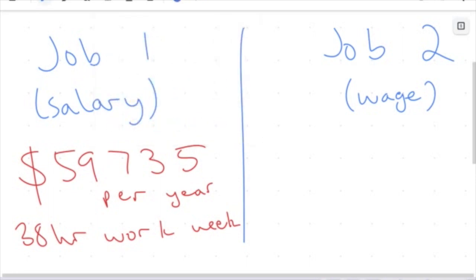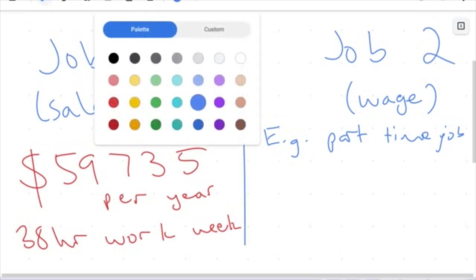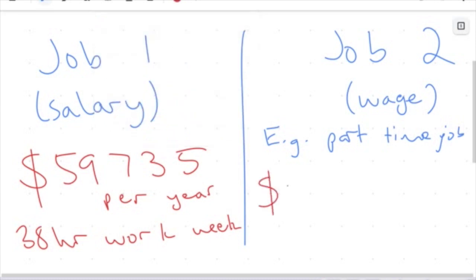Okay, now the second job is you want to work, for example, maybe part-time. Say the first is like a full-time job. Say you said, okay, I don't really want to work that much. Maybe I'm at uni, maybe something else. I have another option of a job with a wage. And this is, for example, a part-time job, like a retail job or something, or maybe you work in hospitality, and you earn $21.80 per hour.